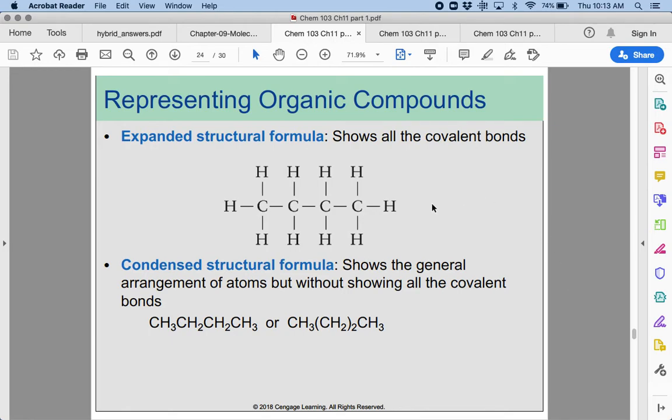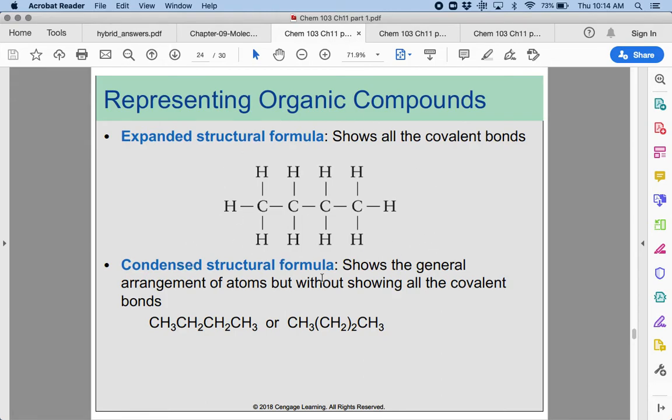You're familiar with what we're going to start calling the expanded structural formula. This is a Lewis structure. This is what we've been doing. Hopefully it's old news to you at this point, but what it shows is every single bond present in the molecule. It shows all the covalent bonds. This is what we call an expanded structure.